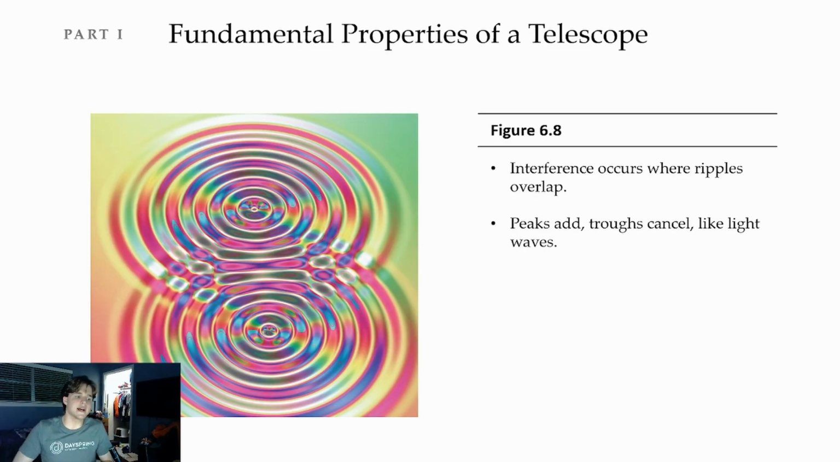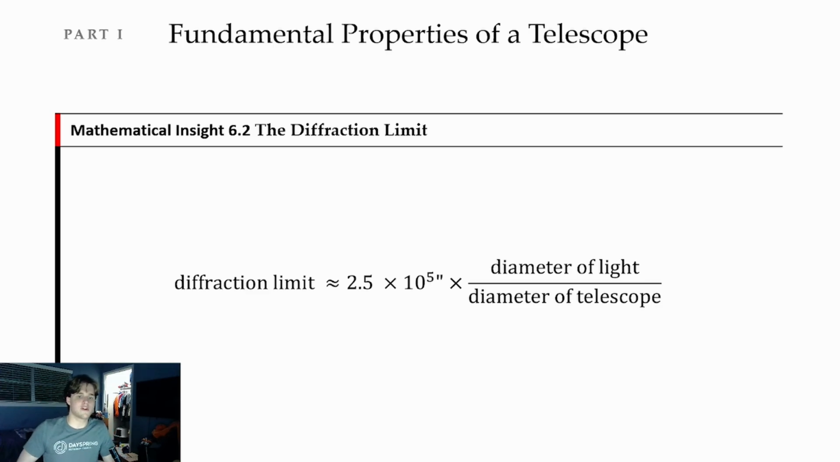Now, this is all caused by interference, and this occurs when any kind of ripples overlap. You'll have constructive interference where peaks add, and destructive interference when troughs cancel, and this applies, again, directly to light waves. And here's the formula for the diffraction limit. And again, this returns the diffraction limit in arc seconds.